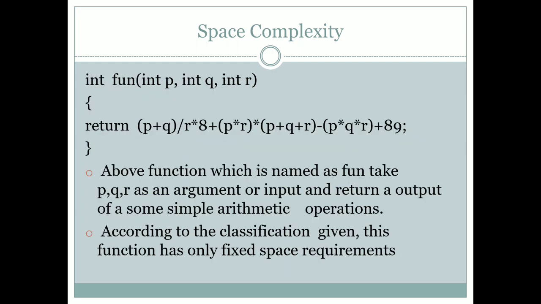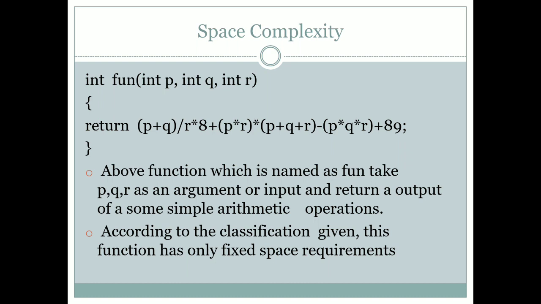Let's take an example of space complexity. Here we have an example. In this example, a function has three different parameters p, q and r, and that function is returning some summation or some calculation of these three parameters. So this function is made of p, q and r, and it is taking input and also giving an output, and that output is of some particular arithmetic operations.